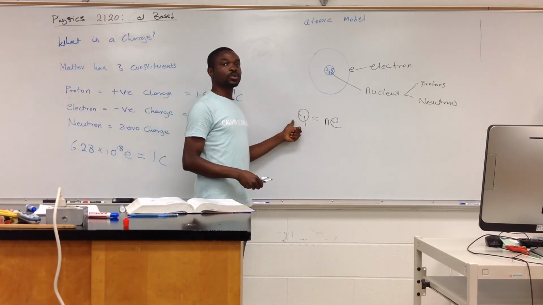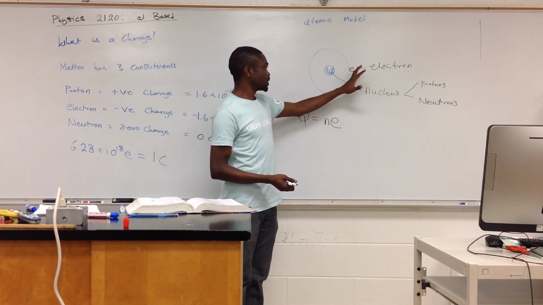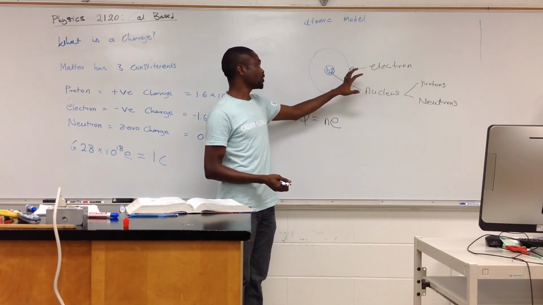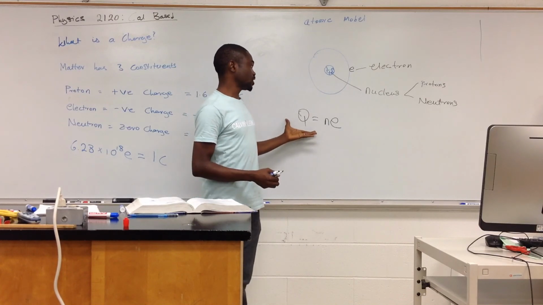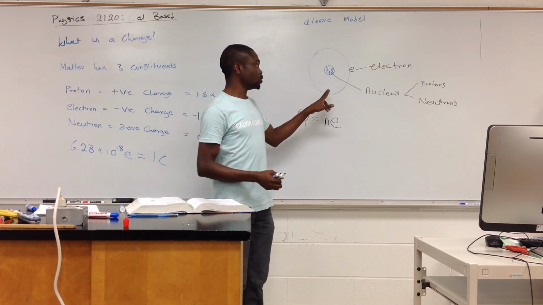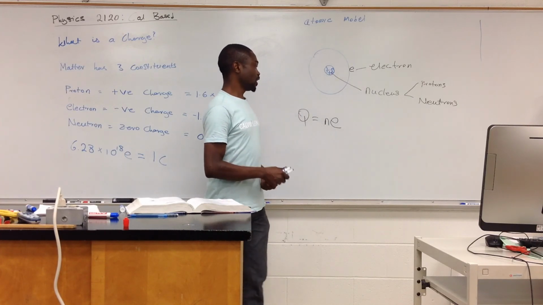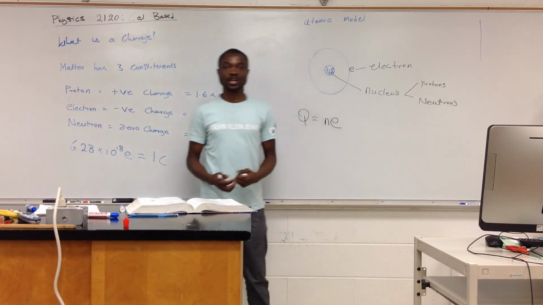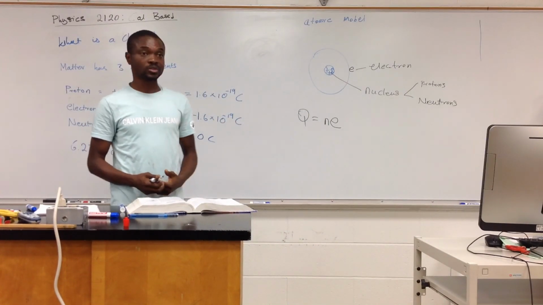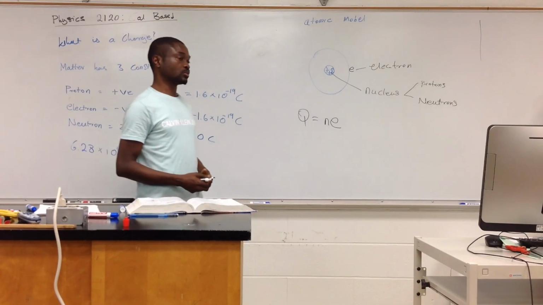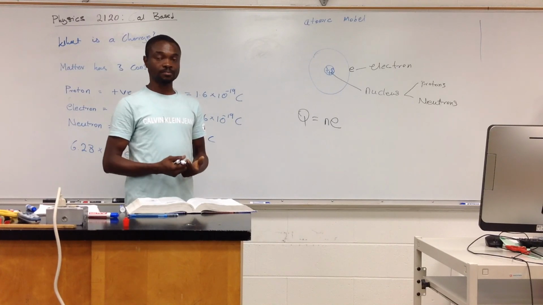We call this Q the net charge, meaning when you add the number of electrons that you have and the number of protons that you have, algebraically you get the net charge. If the number of protons is equal to the number of electrons, then this is a neutral charge. If the number of electrons outnumbers the number of protons, then we have a negatively charged object.